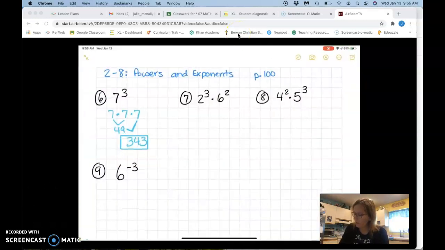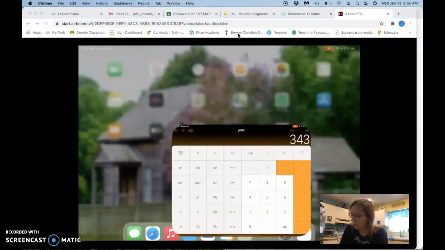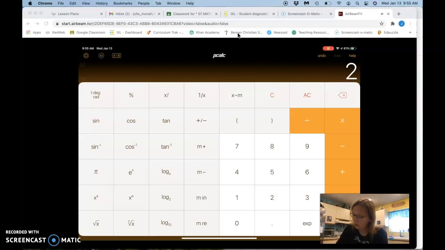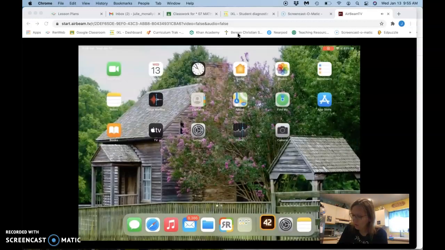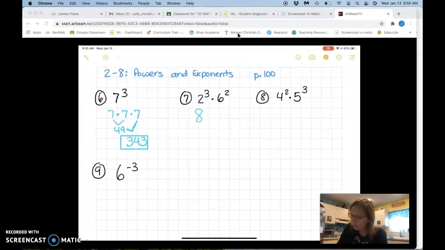All right, so the next one is 2 to the third power times 6 to the second power. So what I'm going to do is I'm going to do 2 to the third power, which is 8, and I'm going to write that down, times whatever 6 to the second power is. And I know 6 to the second power is like 6 times 6, which is 36. Okay, so now I have 8 times 36.